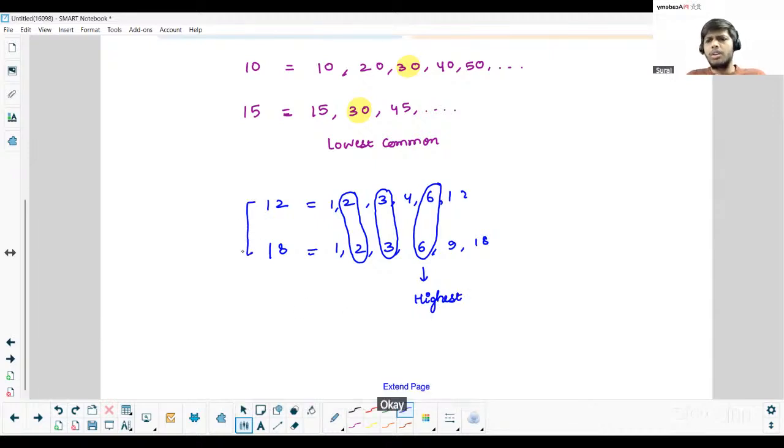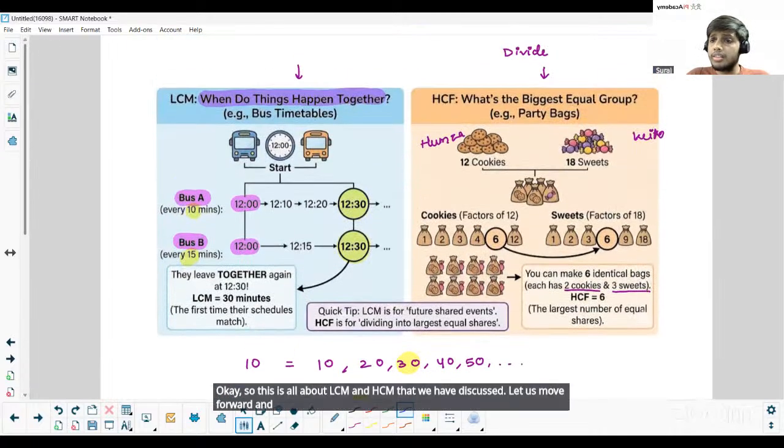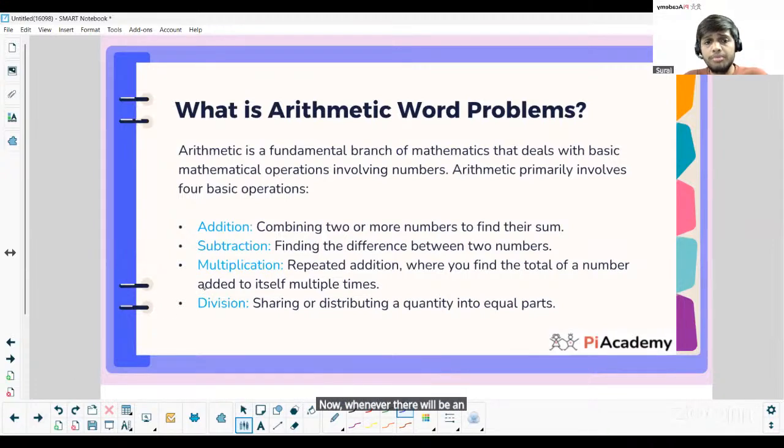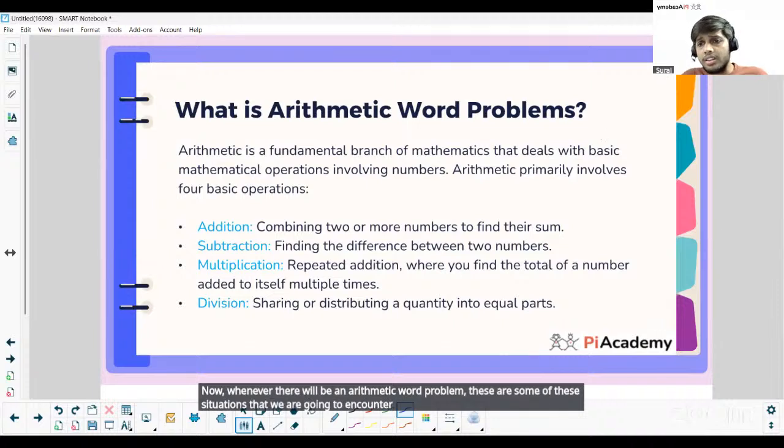Okay, so this is all about LCM and HCF that we have discussed. Let us move forward and talk about arithmetic word problems as well. Whenever there is an arithmetic word problem, these are some of the situations that we are going to encounter. Farida, can you quickly unmute yourself and read out the entire slide for us?